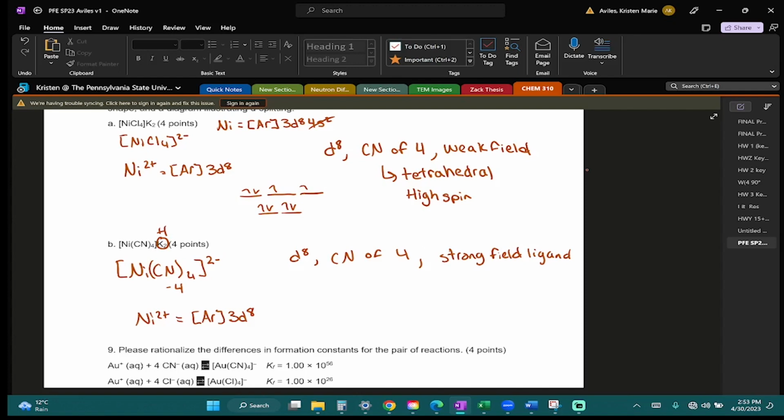Yeah, square planar. I think d8 was always square planar. Not always square planar, it depends on the strength of your ligand, and what type of metal you have. So if you have 4d and 5d metals, they always adhere to one type of structure. So that's our square planar.